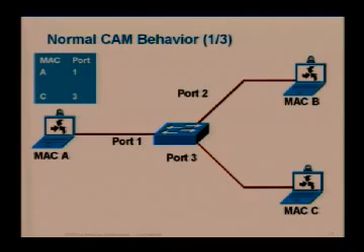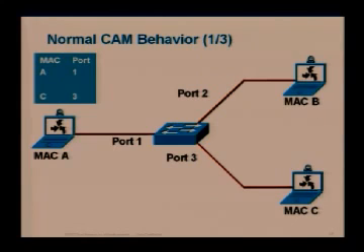So let's review what happens in a normal switch environment. Let's say there is a switch with 3 ports and 3 computers, each with a unique MAC address: MAC address A, MAC address B, and MAC address C. This table shows the CAM table, the database of the MAC addresses on your network. The current table shows that MAC address A is connected on port 1 and MAC address C is connected on port 3. But the switch doesn't know where MAC B is.